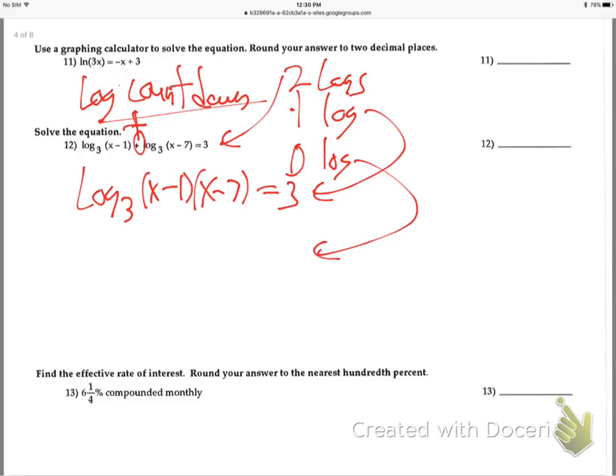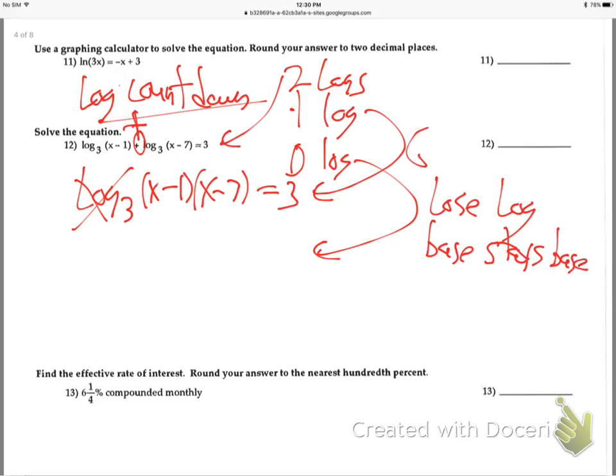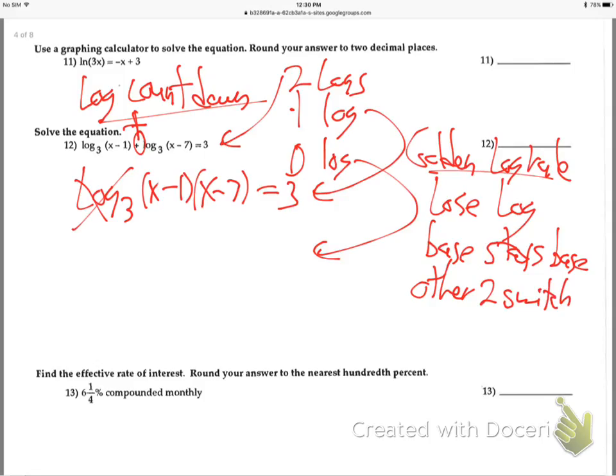The golden log rule, as I've named it anyway. Get rid of the log. What happens when you lose a log? Base stays the base. It's the golden log rule: base is base, other 2 switch. So lose the log, base stays the base, other 2 switch.